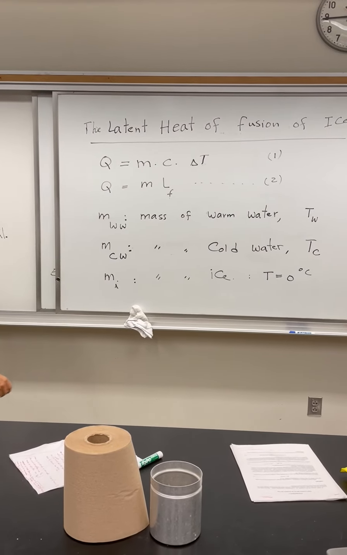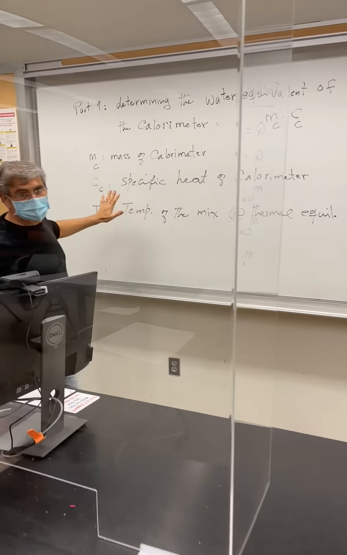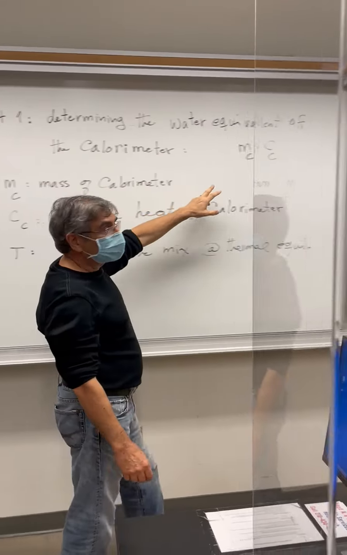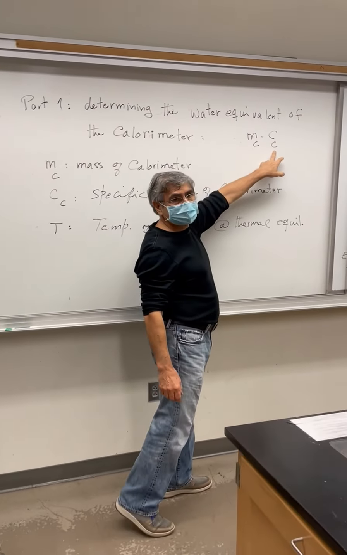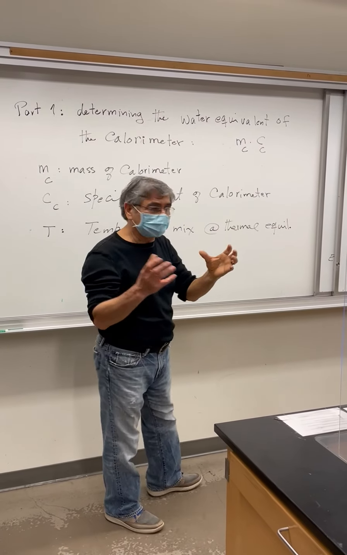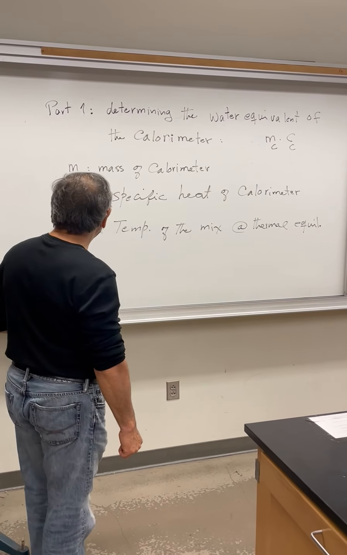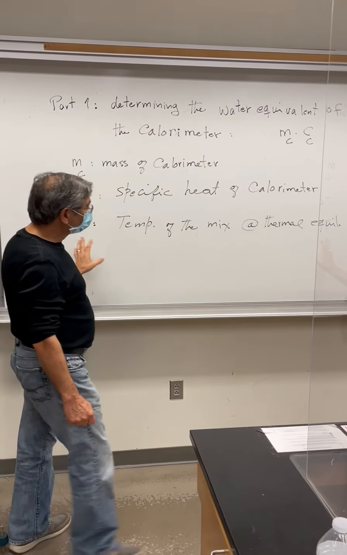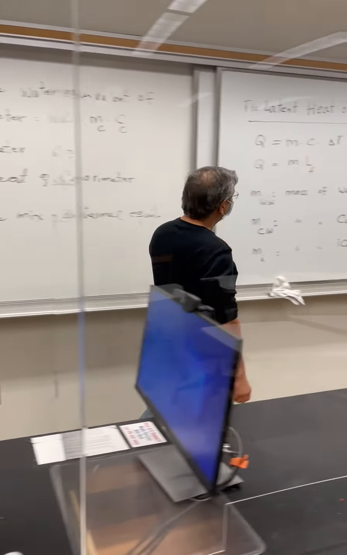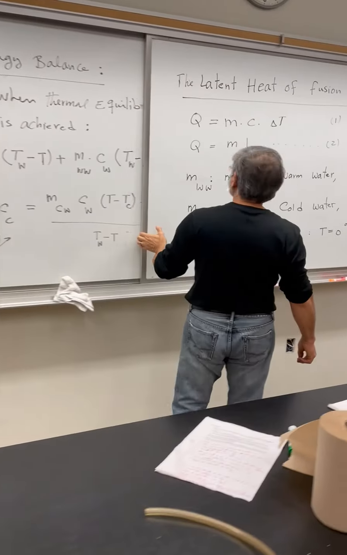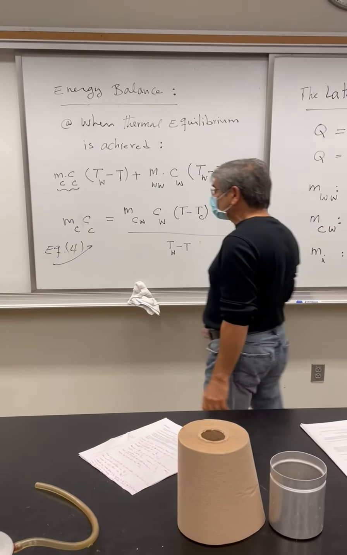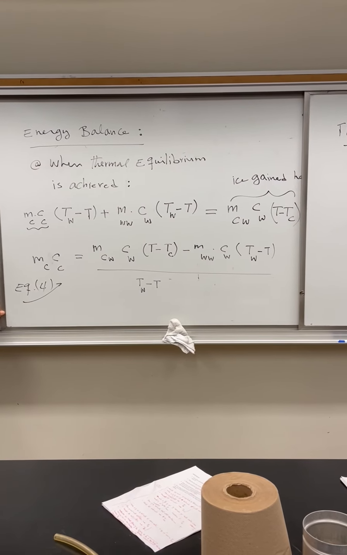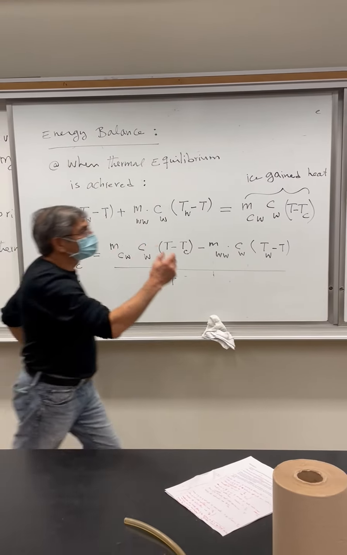In order to do that, we are going to do the first part of the experiment. So the idea of the first part is just to find M of the calorimeter times the specific heat of the calorimeter as a whole. Okay, so this is right in here, all the things that I said earlier. Now, the procedure is going to tell you how we actually do the experiment. And let's go to the procedure first.